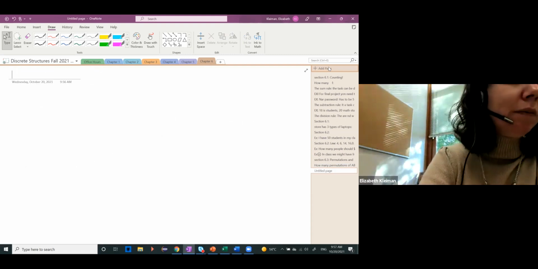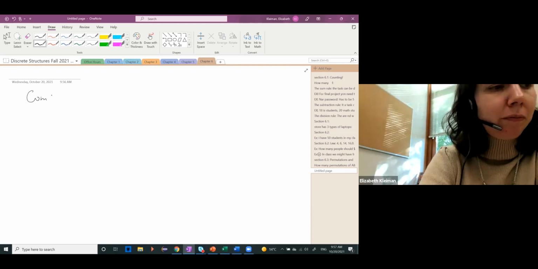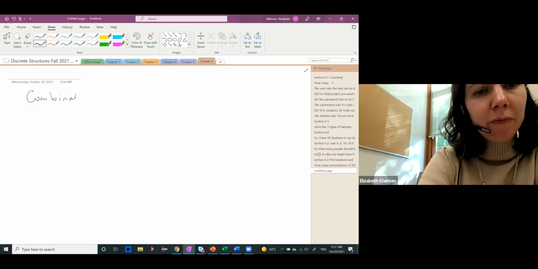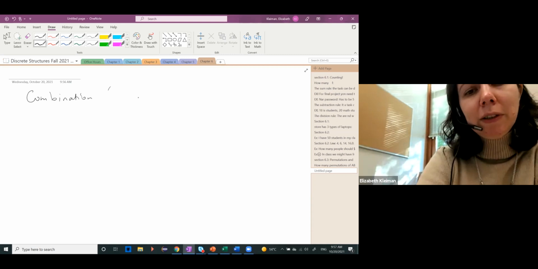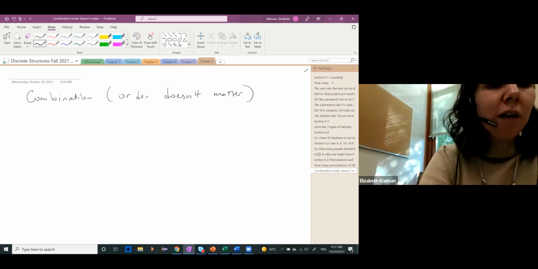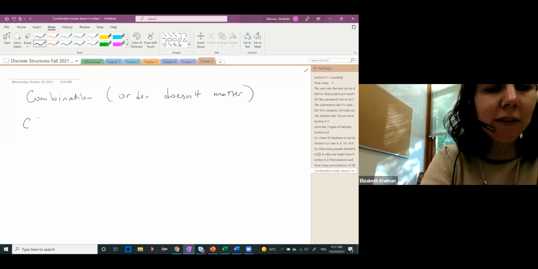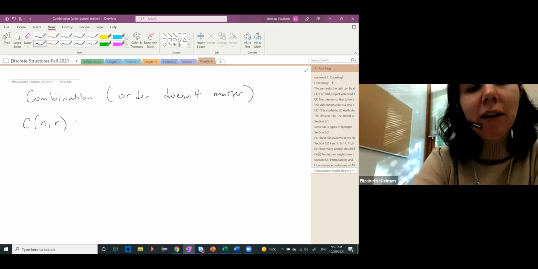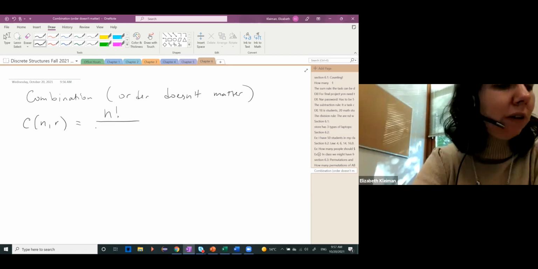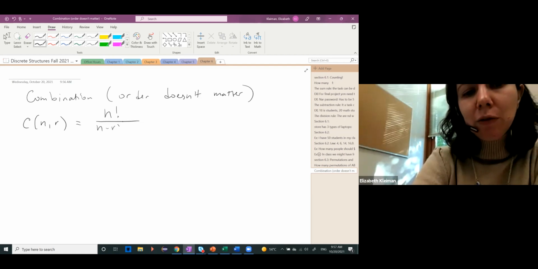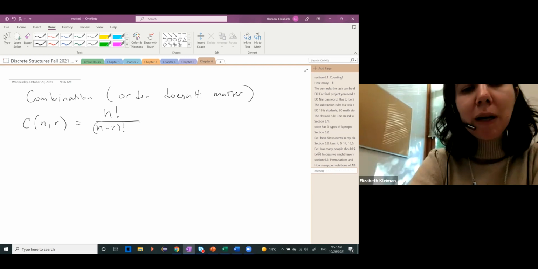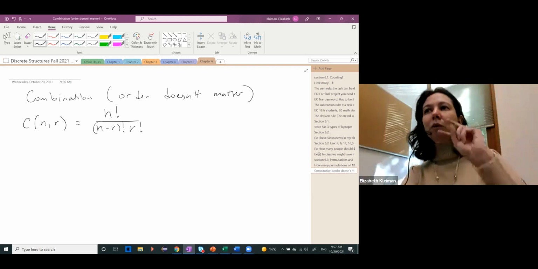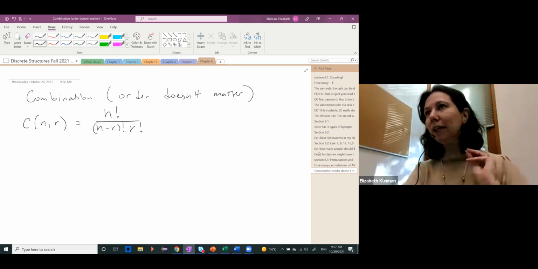Now let's talk about combination. This is where order doesn't matter. The combination is C of n and r. So permutation is P of n and r, combination is C of n and r, and it's equal to n factorial over n minus r factorial, which is exactly what permutation was. But we also divide by r factorial because we're not interested in the order inside this group.